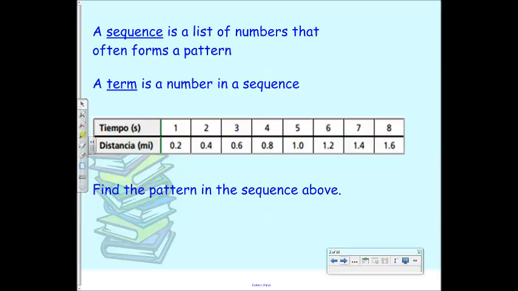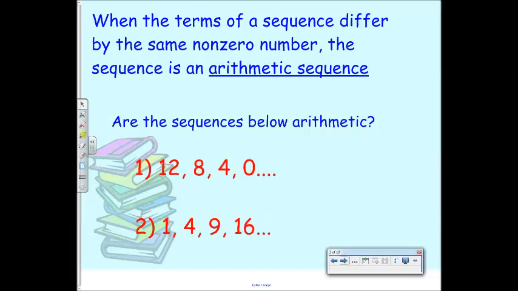So does anybody see a pattern in the distance data? Alejandra? Yeah, you're adding 0.2 every time. Very good. So this is a sequence with a pattern of adding 0.2. And what we're talking about today are arithmetic sequences, which means that they go up by a common non-zero number. Non-zero means not zero, so any other number. A sequence is an arithmetic sequence if they go up by, or differ by, a common non-zero number.